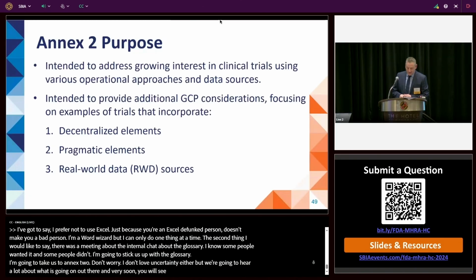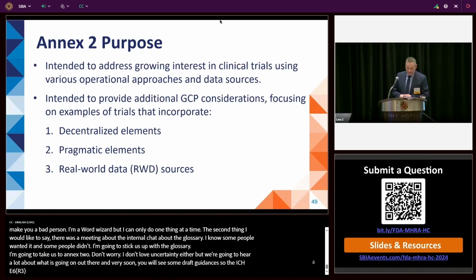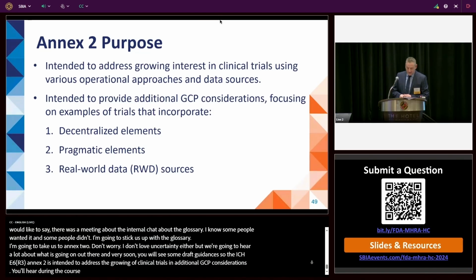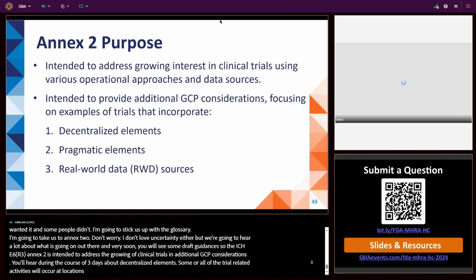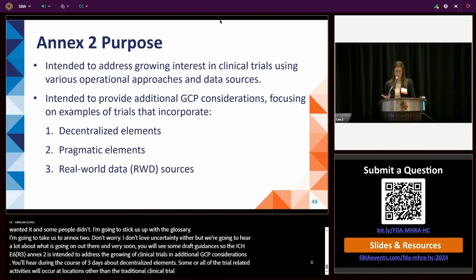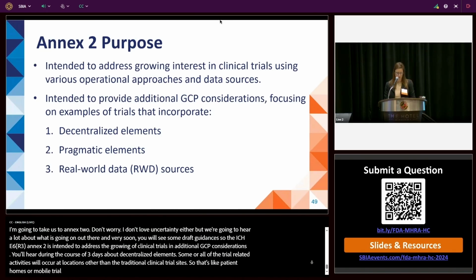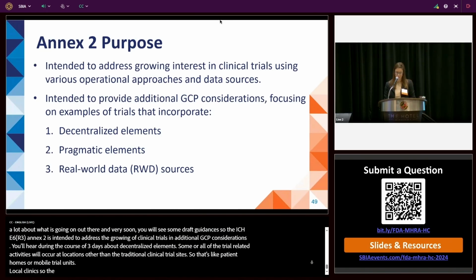So the ICH E6R3 Annex 2 is intended to address the growing interest in clinical trials using various operational approaches and data sources and additional GCP considerations. You'll hear during the course of 3 days about decentralized elements, where some or all of the trial-related activities occur at locations other than the traditional clinical trial sites. So that's like patient homes or mobile trial units, local clinics, so their primary provider, and data collection may remotely be collected. You'll hear about some pragmatic elements.